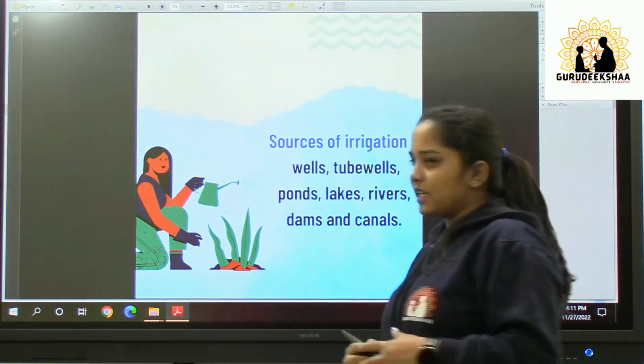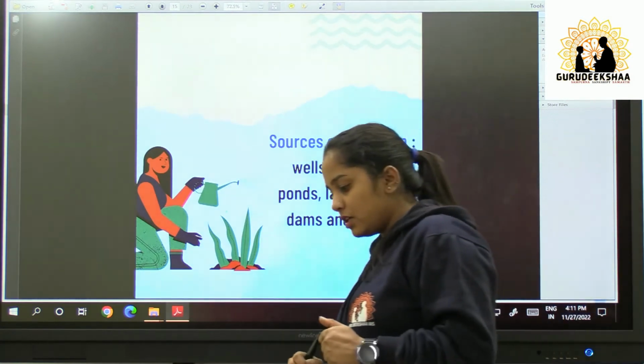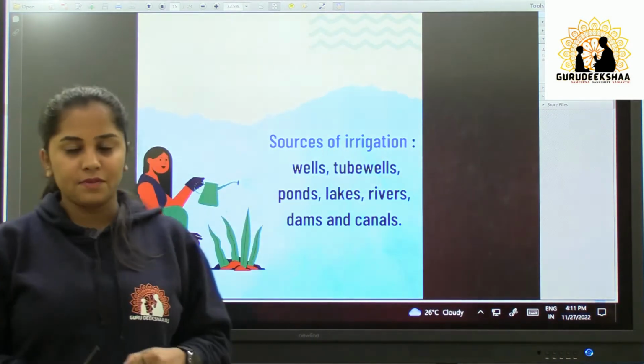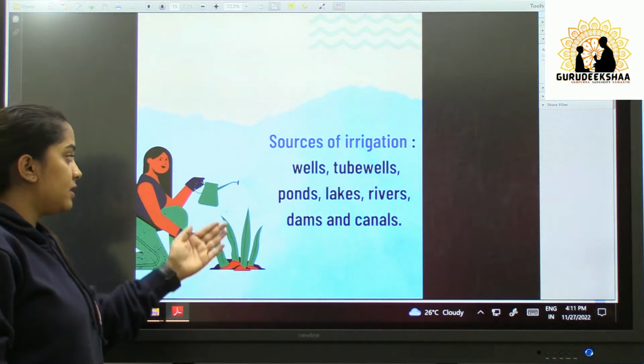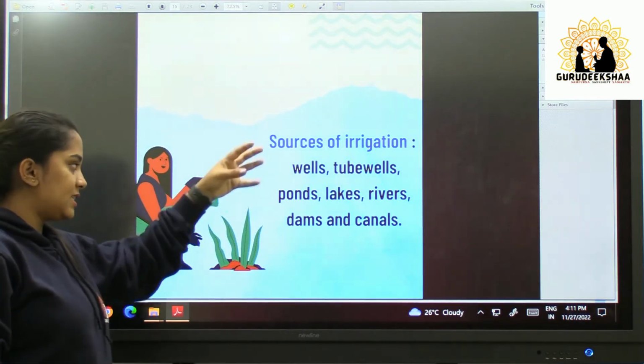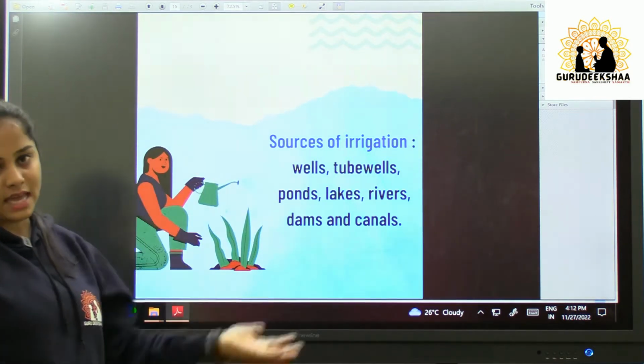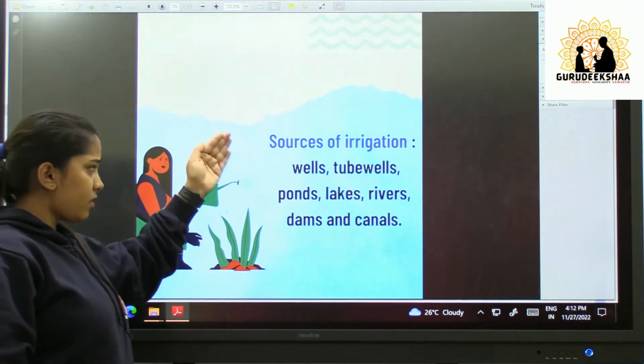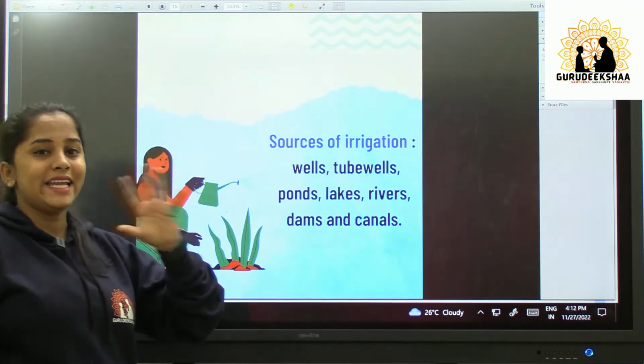So, the sources of irrigation. What are the sources of irrigation? In ancient days, the sources of irrigation were wells, tubewells, ponds, lakes, rivers, dams and channels. These are very important sources of irrigation.